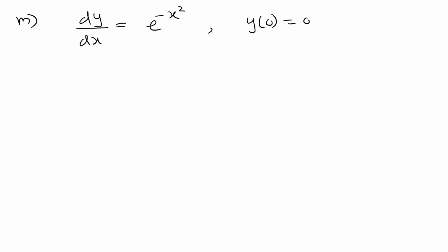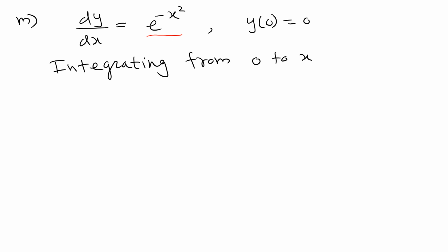dy over dx equals e to the negative x squared, y of 0 equals y naught. And you know that this is one of the famous integrals that you cannot integrate. So that means this is a really good one for the previous formula. So we do the same thing as we did before in the previous one. Integrating from 0 to x, we have this.